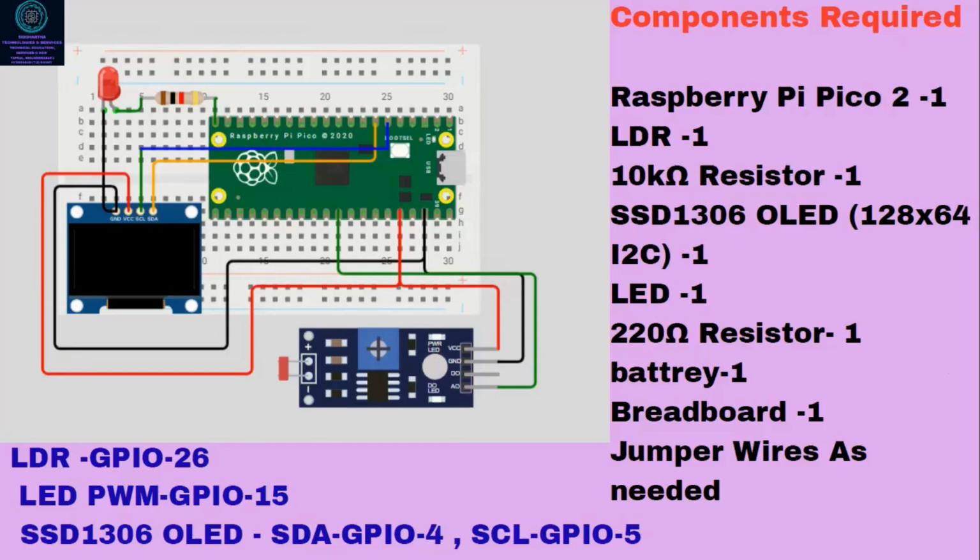A breadboard I can provide. On the bottom side, you can see the LDR. That is the connection I've shown here. The LDR is connected to GPIO 26, the LED is connected to GPIO 15, and the SSD OLED is connected to GPIO 4 and 5, that is SCL and SDA. Yes. So let's go to our lab and see how it works there.